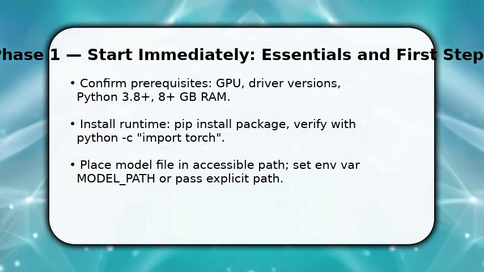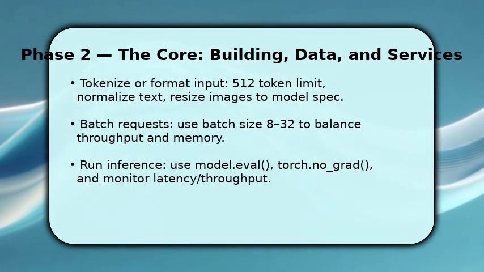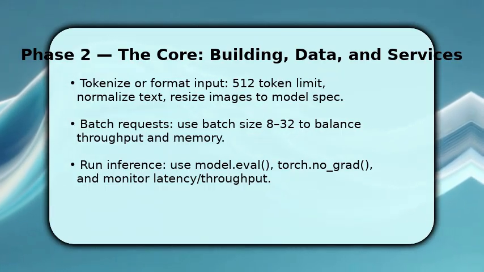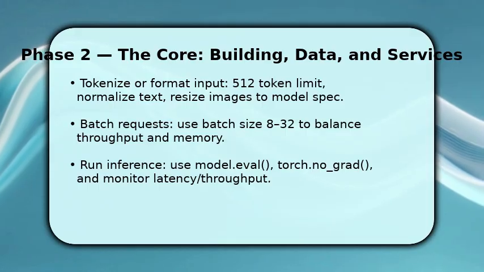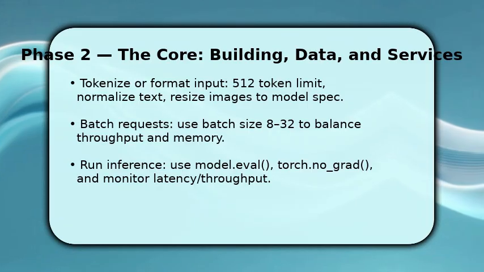You now handle inputs and execute inference. First, preprocess data to match the model, tokenize text to the 512 token limit, normalize values, or resize images to the model's expected dimensions. Once preprocessed, batch inputs in sizes like 8 to 32 to optimize throughput without OOM errors.